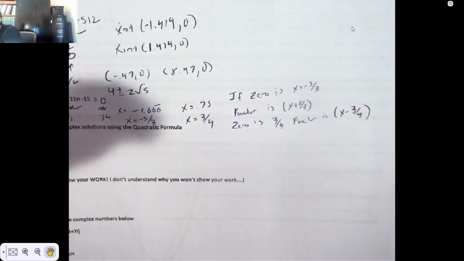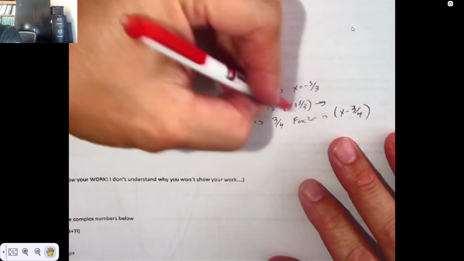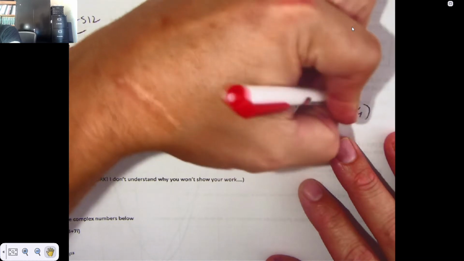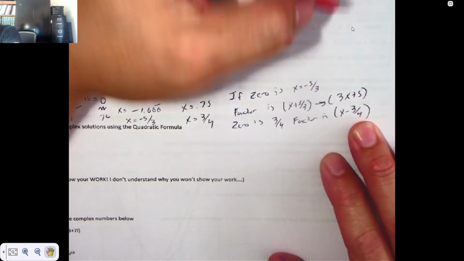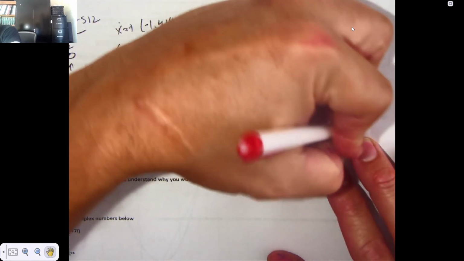Now here's the other thing. You're never going to see any of those written on a test. They're going to play with this a little bit. If you multiply both pieces by 3, this becomes 3x plus 5. And if you multiply both pieces by 4, this becomes 4x minus 3, which, if you'll look back on the work I did by hand, is exactly how it factors.